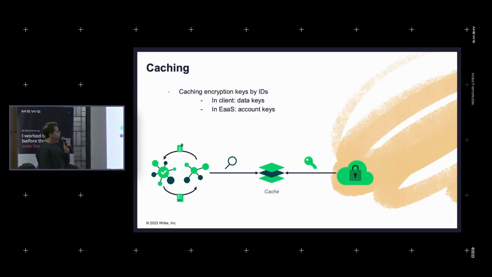Good. So we talked about caching a little bit, and we thought that caching might need to be in this presentation. So we have caching by IDs. We cache data keys in the client, and we cache the encryption management service account keys in ES. In the client, we cache data keys to decrease the amount of requests to ES. In ES, we cache account keys to decrease the amount of requests to AWS KMS.